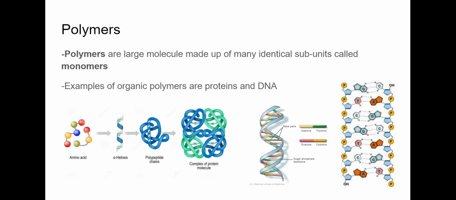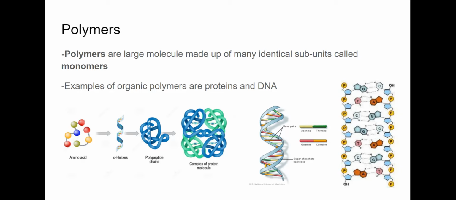Okay, so polymers. There are organic and inorganic polymers. We're going to focus on organic polymers. But polymers is just a word for large molecules that have a lot of identical subunits. If you think about DNA, if you recall learning about the structure where there's nucleotides making up the DNA, it's a whole bunch of identical subunits and it makes up one large molecule. So that's an example of a polymer.